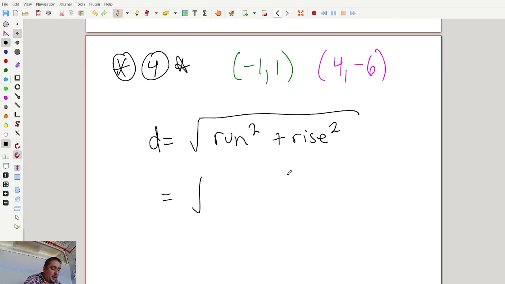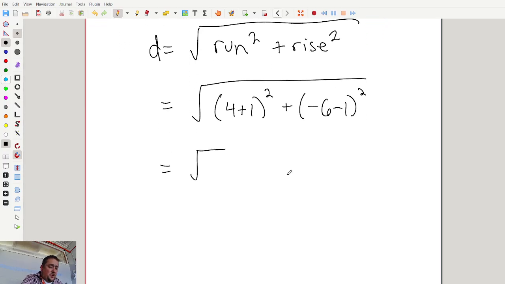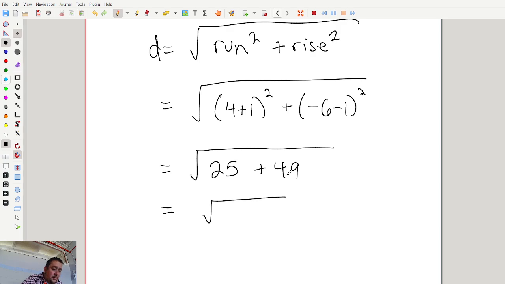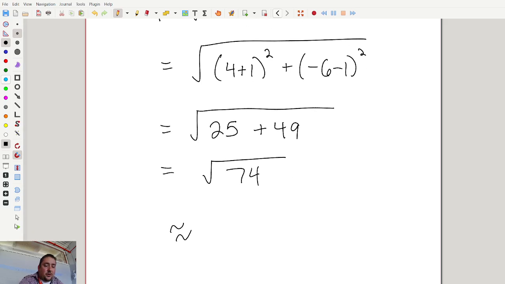Here we go. 4 minus negative 1, that's like 4 plus 1, squared. That's my run. Negative 6 minus 1, squared, and I'm going to add those together. Okay, so this is 5 squared, known as 25. Negative 7 squared, positive 49, for a final answer of the square root of 79. Oops, nope, not 79. 74, I was looking at that 9. Using a calculator, it comes out to be about 8.6.